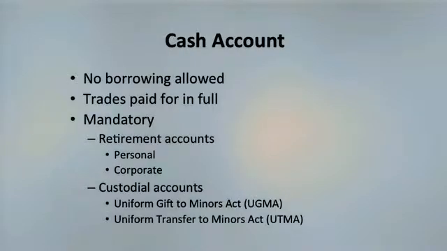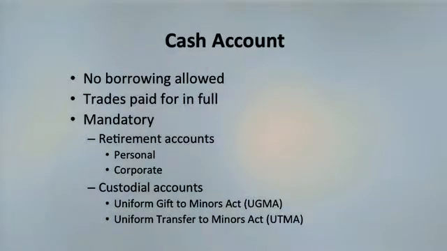Cash account. Now, a cash account is an account whereby the customer cannot borrow money. So if a customer buys $10,000 worth of stock in a cash account, they must deposit $10,000 to pay for the trade in full. No borrowing allowed. Now, there are some accounts that must be opened as cash accounts. Mandatory cash accounts would include retirement accounts, both personal and corporate. So a traditional IRA must be a cash account. A Roth IRA must be a cash account. A pension account must be a cash account. Custodial accounts must be cash accounts. This would include the Uniform Gift to Minors Act, the UGMA account, and the Uniform Transfer to Minors Act, UTMA account.